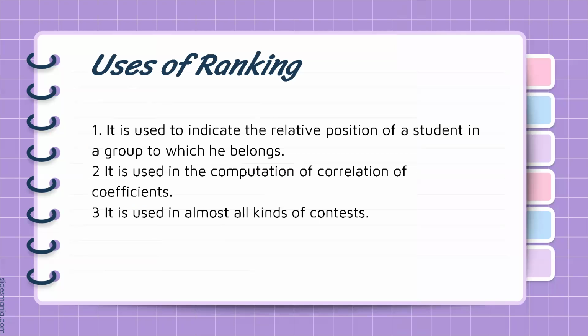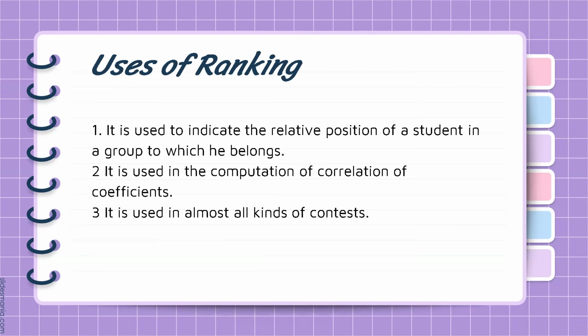So what are the uses of ranking? First, it is used to indicate the relative position of a student in a group to which he belongs. For example, we use ranking to determine the relative position of a student in academics. Like, what is the rank of a student in the top 10 when grades are used as basis? So that is one use of ranking.